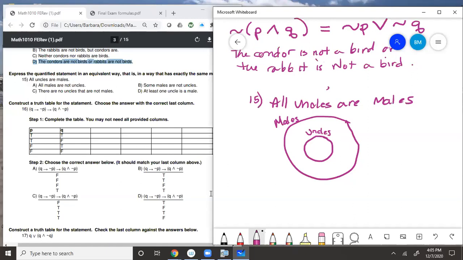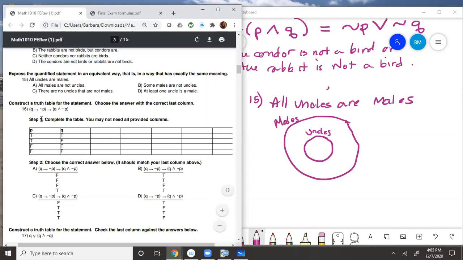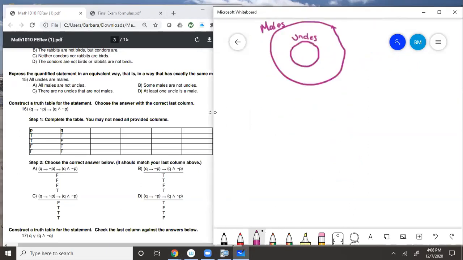Construct a truth table for the statement and choose the answer with the correct last column. If Q, then not P. So if this is true, then Q and not P. All right, so let's see, we're going to need to get a little space here.